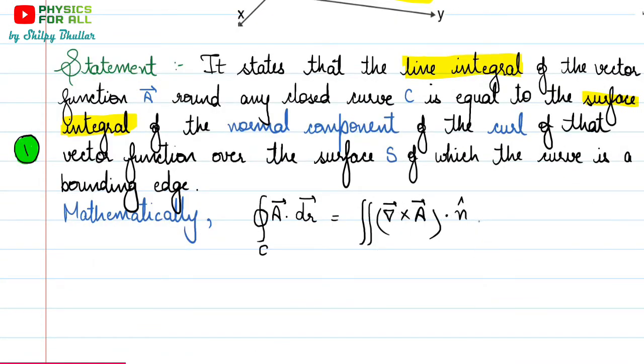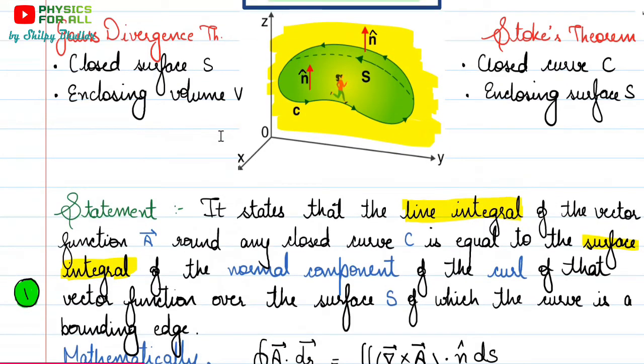So this line integral we have taken, and the surface integral involves the integral over the normal component of the curl of the vector function. This is not done yet, we have to mention ds, because ultimately surface integral means the integration is over the surface, so you have to represent that surface element. Anything left? Let's see what's left in the statement. We have done the curl of the vector function over the surface S, of which the curve is a bounding edge. So this curve C is bounding the surface S.